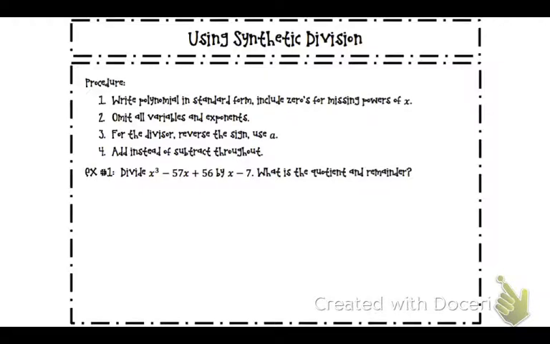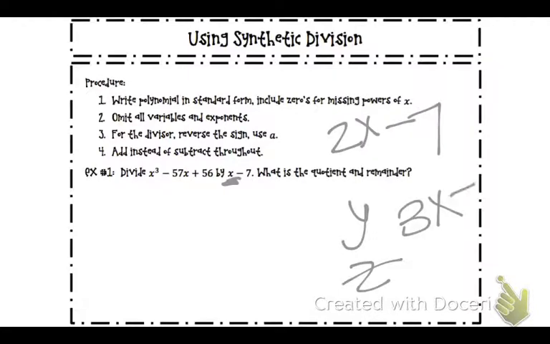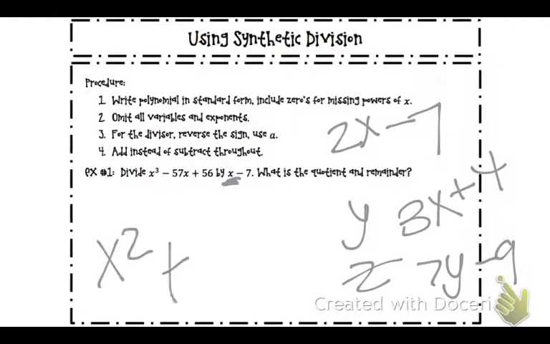Okay, so the only time you can use synthetic division is when this is just an x, or just a y, or just a variable. It cannot be 2x minus 7, or 3x plus 4, or 7y minus 9. It can't be any of those. It just has to be an x. It also cannot be x squared plus x minus something. It just has to be the one variable in front. Okay?